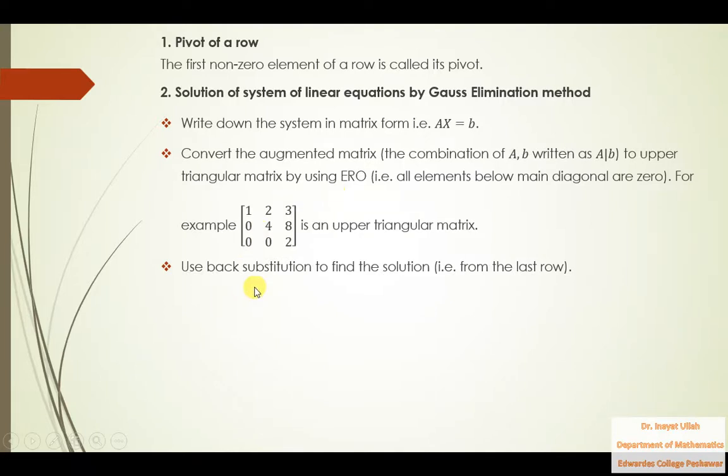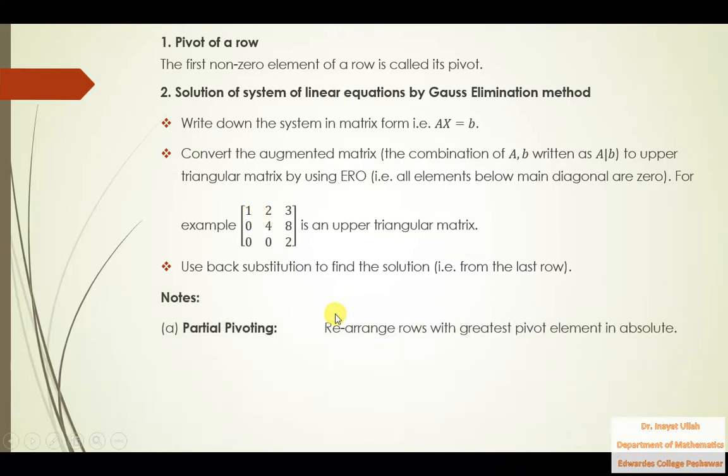And the last step is, whenever we convert the matrix to an upper triangular matrix, then we will use back substitution to find the solution. What is back substitution? That is, we will start from the last row to find x3, x2 and x1. Now there are some notes.